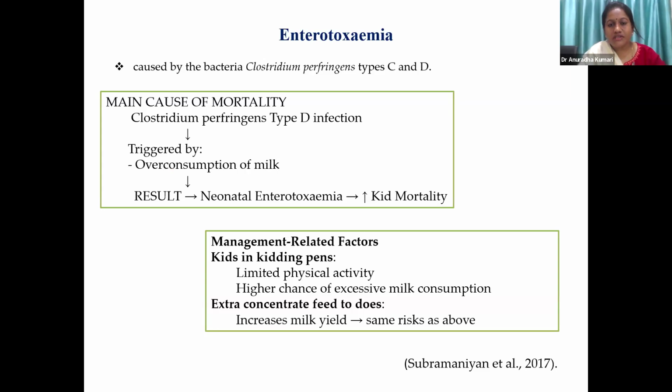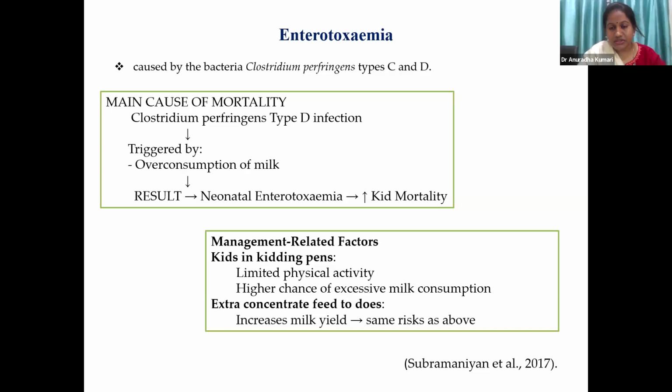It is caused by the Clostridium perfringens type C and D. As far as kid mortality is concerned, it is mainly caused by Clostridium perfringens type D infection. Clostridium perfringens type D bacteria is a normal inhabitant present in the intestine and it is harmless. But under certain conditions like stress, overconsumption of milk, or sudden change in the ration of the kids, it results in the proliferation of this bacteria and release of the epsilon toxin.